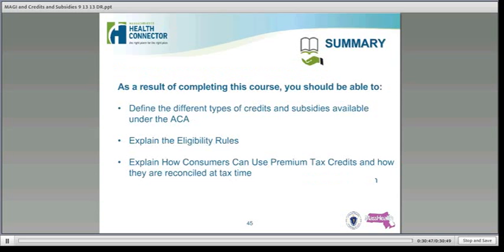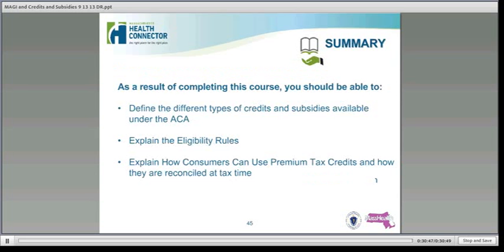On the other hand, people whose income ends up lower than they estimated could get an additional credit when they file their taxes. So because of reconciliation, enrollees receiving tax credits are encouraged to come back to the Health Connector and update their income information anytime. You're not limited to open enrollment. You can come back anytime and update your income, whether it goes up or goes down, so that you can maximize your premium tax credit or minimize the amount that you have to pay back at tax time. I think that's a really important thing to note for our consumers.